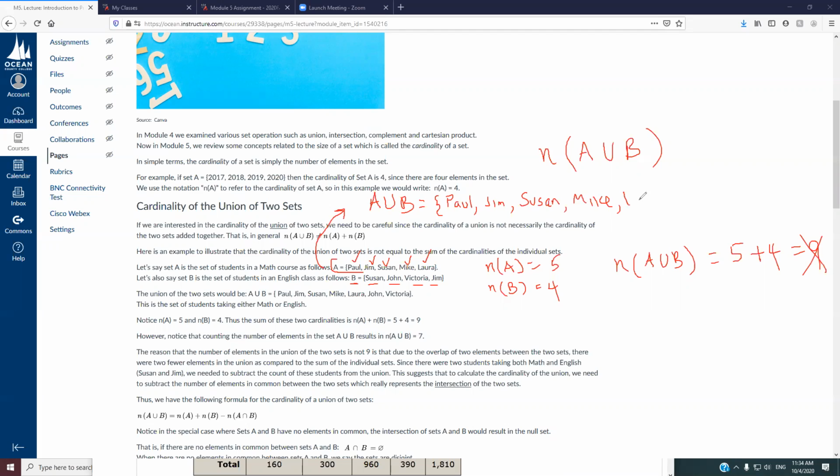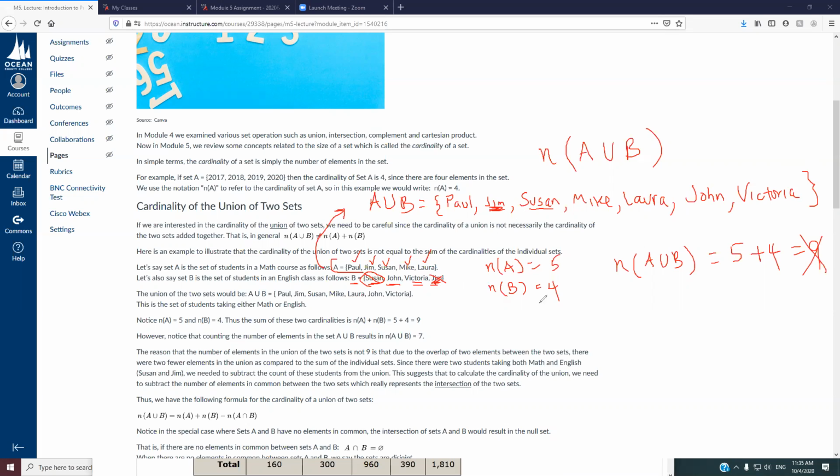Now I'm going to add the other students from set B, but notice here Susan. I'm not going to add Susan in the union because I've already got Susan, because Susan was also taking a math course. I don't list Susan twice. Here's John. I do want to list John. Here's Victoria. I do want to list Victoria. And here's Jim. But Jim is already in the union, so I'm not going to list Jim. All right, so this is the union.